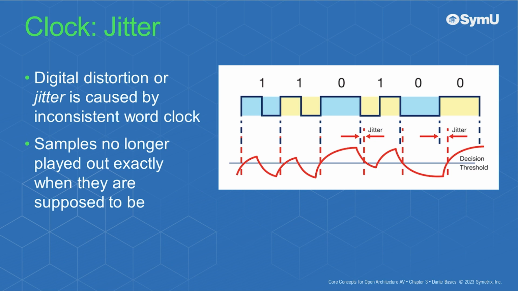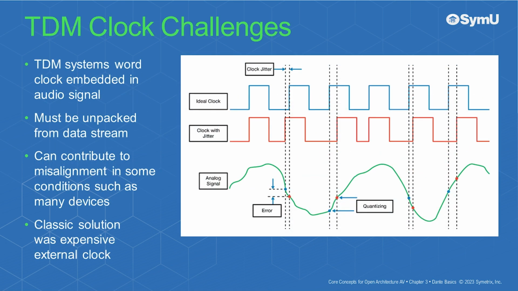Digital distortion, or jitter, is caused by inconsistent word clock. The samples are no longer played out exactly when they are supposed to be. In TDM systems, the word clock is embedded in the audio signal and must be unpacked from the data stream. This can contribute to misalignment in some conditions, such as many devices being connected together.